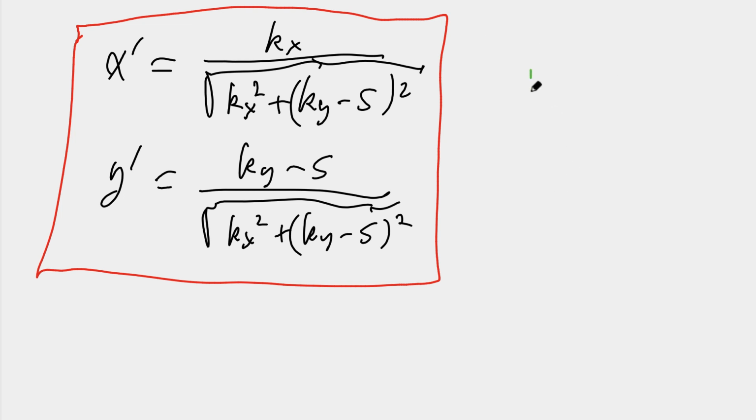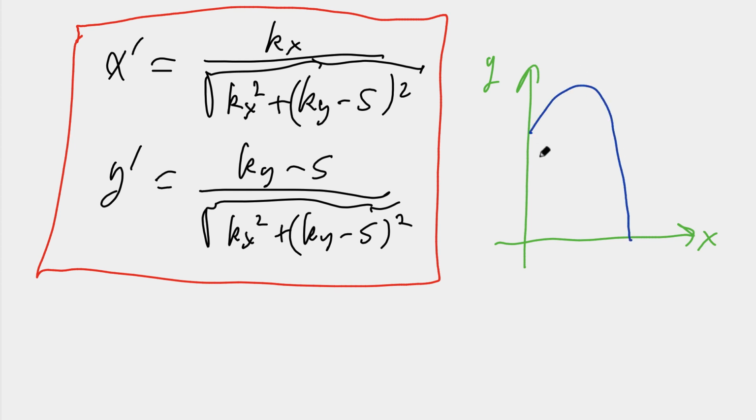Let me draw a picture. Here are the xy axes, and here's the chain, and it's moving in this direction. And I'll assume that the parameter s that parameterizes the length of the chain is increasing in this direction. So in other words, I'm going to assume that x prime is positive, and that tells us that this constant k sub x is positive.